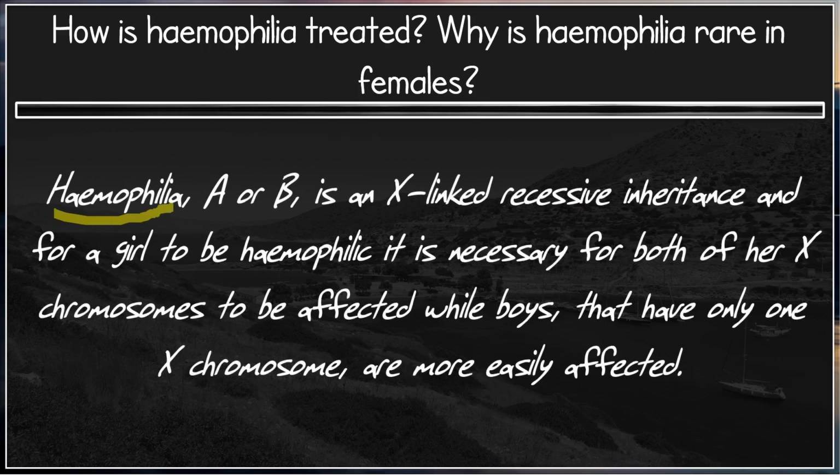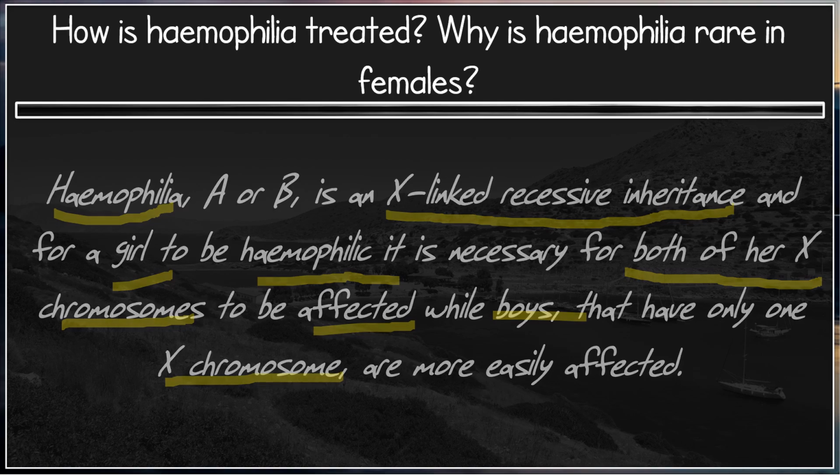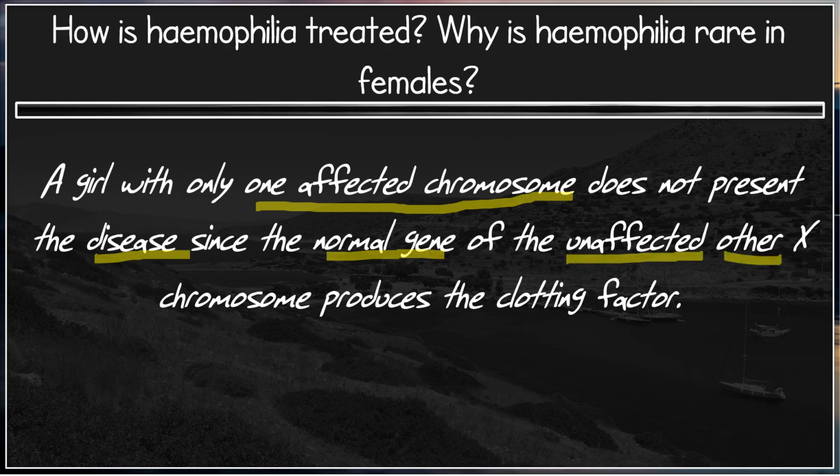Hemophilia A and B are X-linked recessive inheritance, and for a girl to be hemophilic, it is necessary for both of her X chromosomes to be affected, while boys, having only one X chromosome, are more easily affected. A girl with only one affected chromosome does not present the disease, since the normal gene on the unaffected other X chromosome produces the clotting factor.